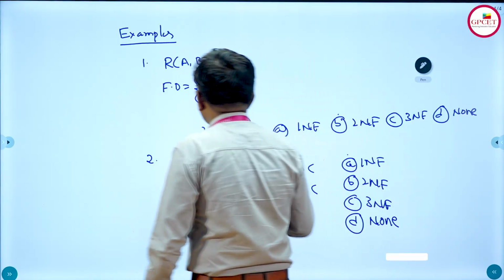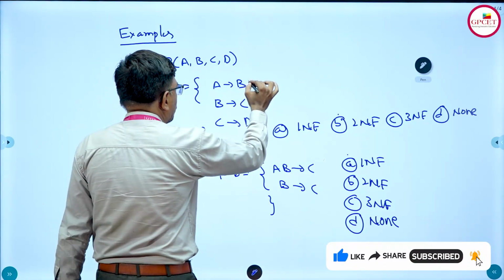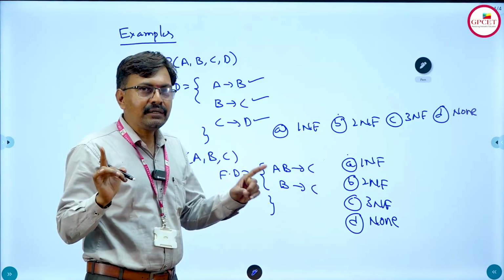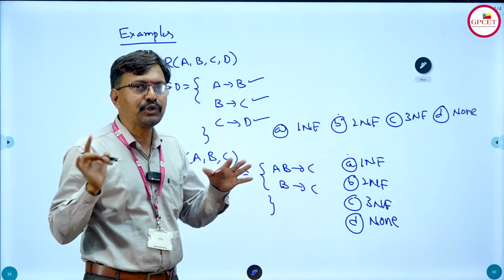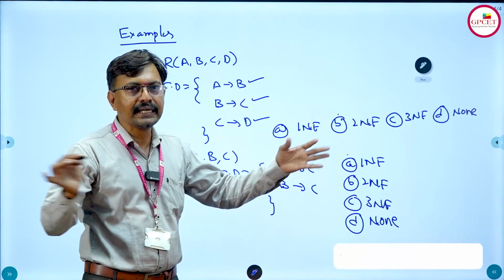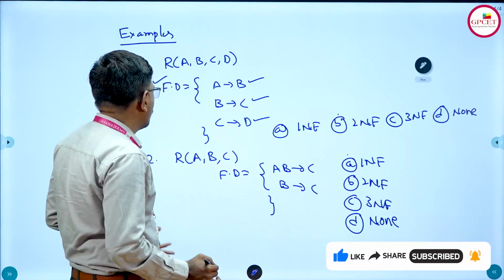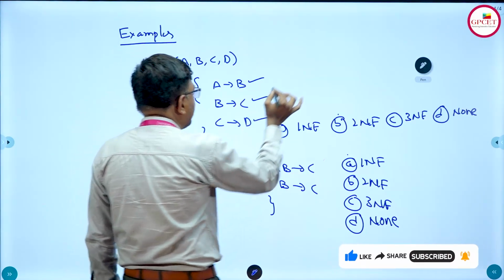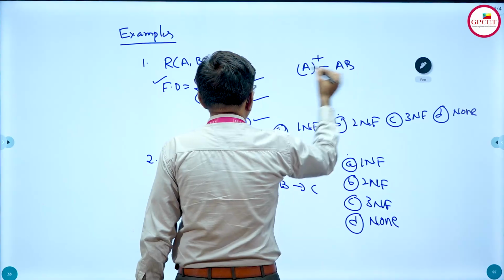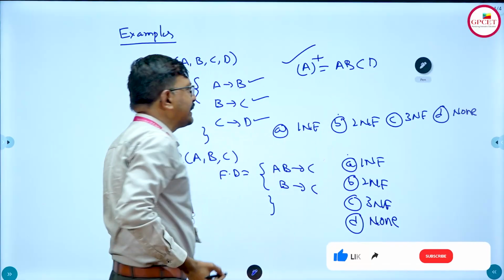Take the example R(A, B, C, D) with functional dependencies A → B, B → C, C → D. What is the first step? Keep in mind, first we find the closure. Why can we find the closure? Because we can identify the keys, and once we identify the keys we can easily determine which normal form the table is in. Observe here: A → B, B → C, C → D. First, A closure. A derives B, B derives C, C derives D. That's why A is a key.